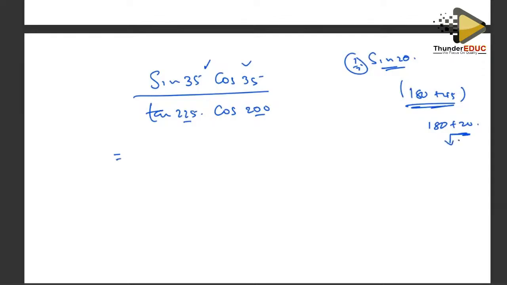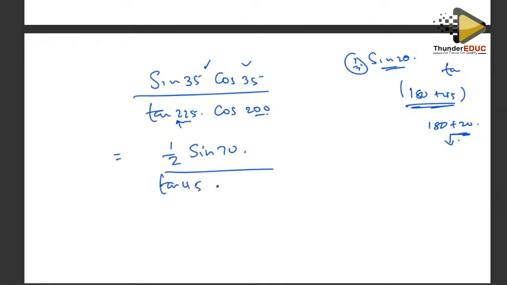Okay, so I'll start by saying it's a half sine of 70, because 2 times 35 is 70, over, we said 180 plus 45 gives us the 225, that's quadrant 3. It's the same as the tan of 45.